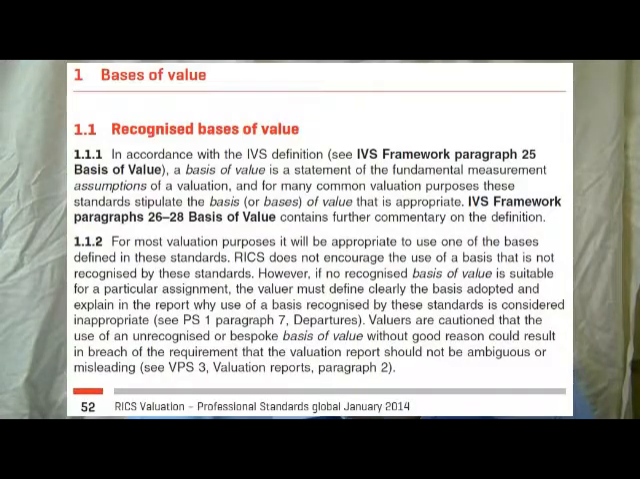Therefore, the basis of value can be recognised bases of value: market value, market rent, investment value and fair value according to the RICS guidance. You can also have regard to assumptions, special assumptions, valuations reflecting an actual or anticipated market constraint or forced sales, and special assumptions related to projected values. It then goes on to say, recognised bases of value.